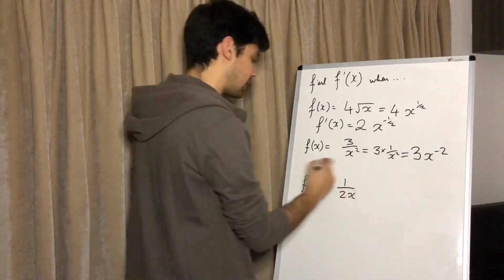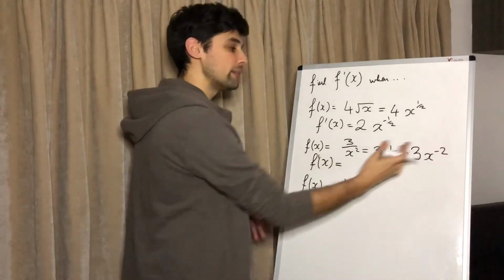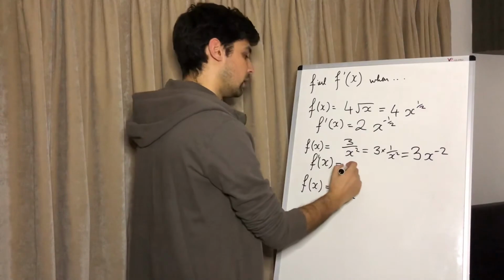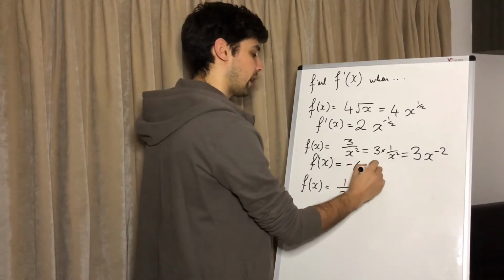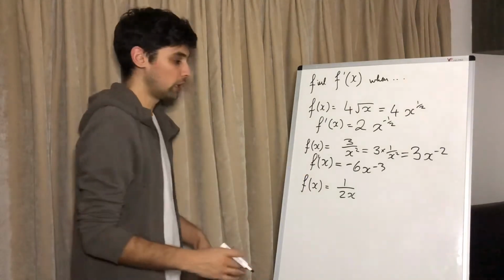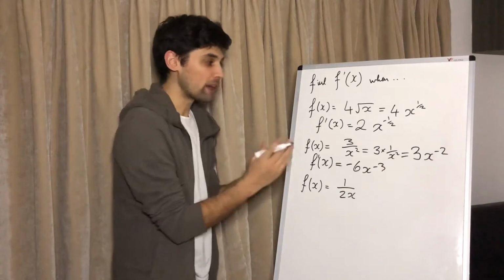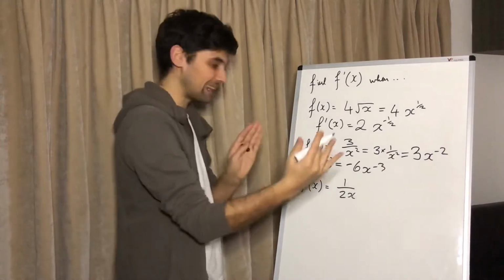So if f of x is that, then f dash x would be, bring the power down in front, minus 1 from the power, minus 6x to the minus 3. And then finally, a very similar one to the one before, but we've got a number on the bottom along with the x. So this is really important, where I do like to separate it from number and letter.